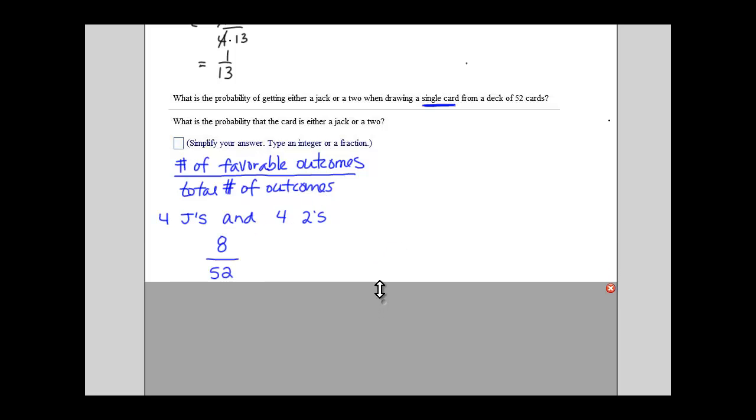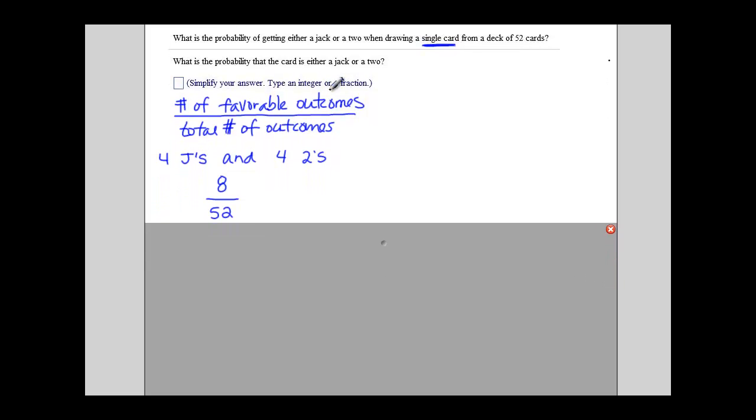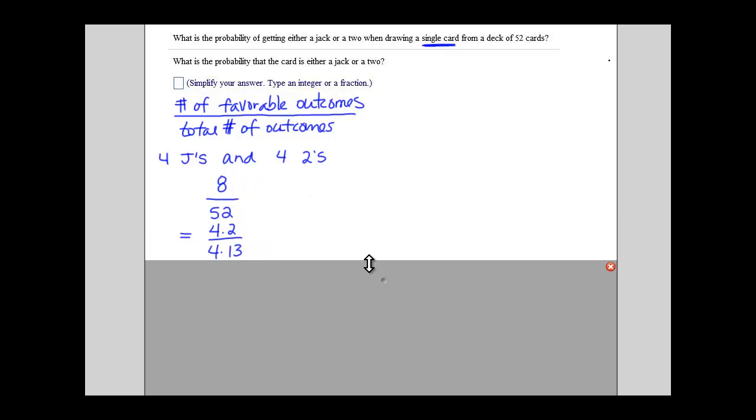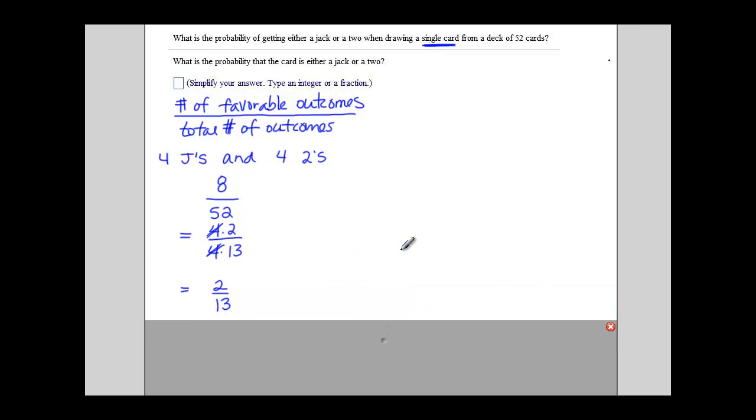We'll write that over the total number of outcomes, which is our deck of cards, so every card is considered an outcome when we draw a card. So that would be out of 52. Now that's not a simplified fraction, and we've been told to write it as a simplified answer. So I can cancel out a common factor. The common factor between 8 and 52 is 4. So if I rewrite this as 4 times 2, and 52 is 4 times 13, and cancel out the common factor of 4, I'd be left with a probability of 2/13.